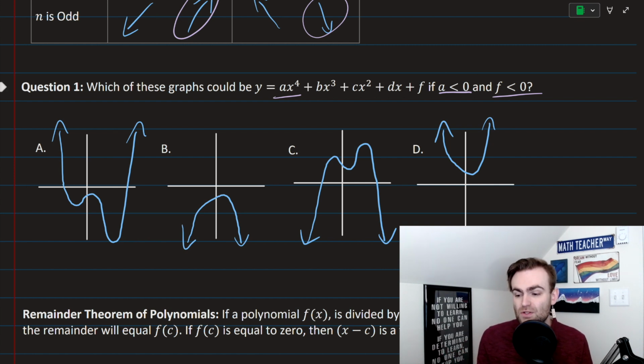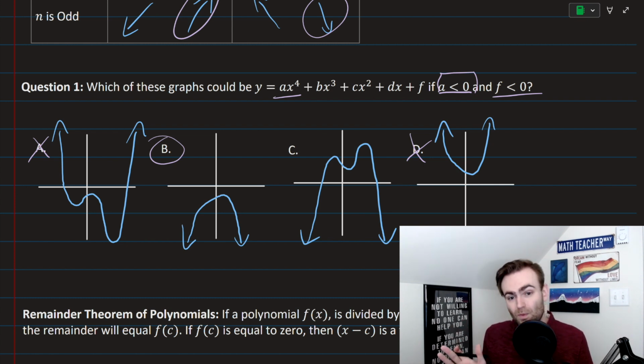We do know that the ends are supposed to go down because the leading coefficient is negative, so that means that A doesn't work and D doesn't work. Final piece of information, the y-intercept is negative, so where we cross the vertical axis should be on the negative side. It should be below the horizontal axis, which means that B is the only answer that works. So, not too bad there, just what is the end behavior, y-intercept, and all that.